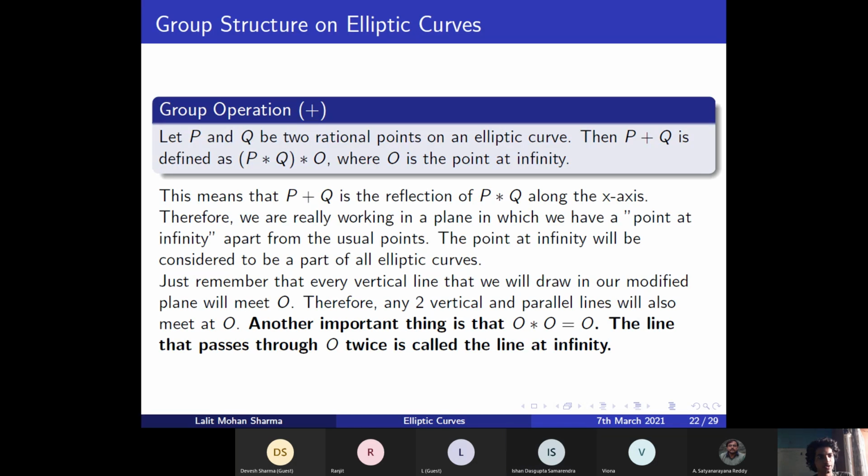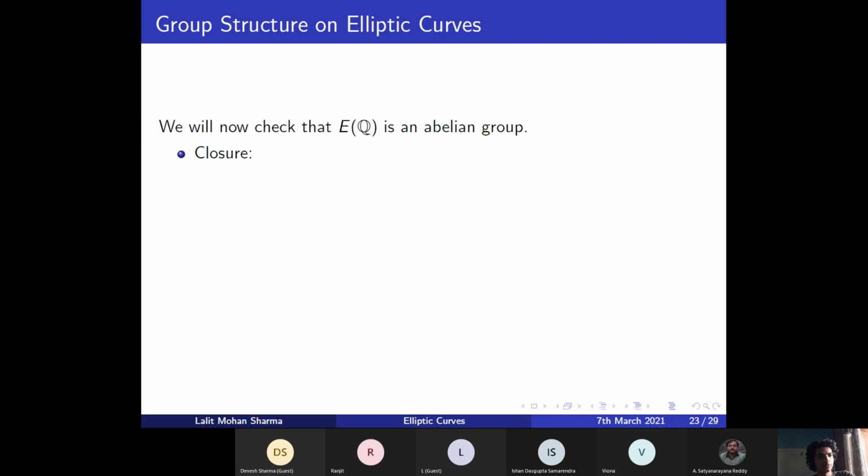So what we're trying to do is see if the set of rationals is closed. So how do we prove that? Suppose we have P and Q that are rational, and P star Q is just going to be, let's say, some point x comma y. We're supposing that P and Q are rational, so P star Q is also rational, and P star Q star O, which is P plus Q, was x comma minus y. So if x and y are rational, then x comma y is rational. That means x comma minus y is rational. So that means closure holds, right?